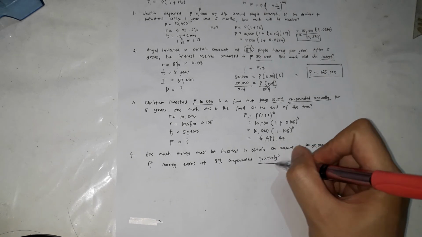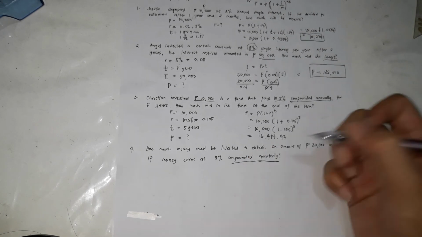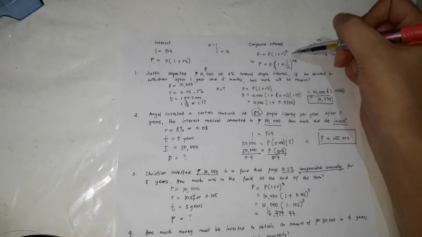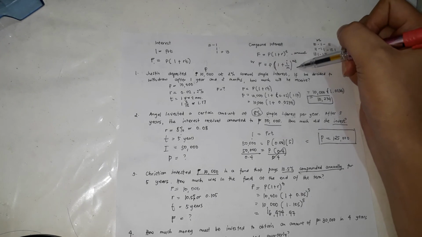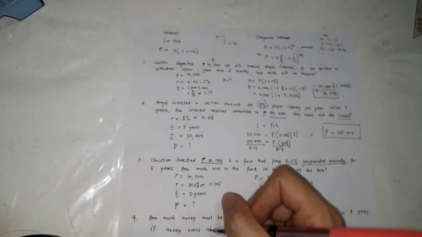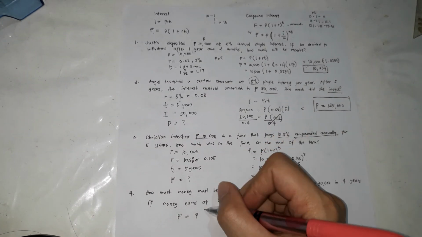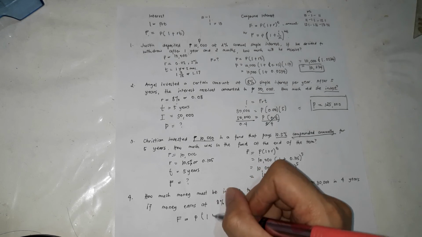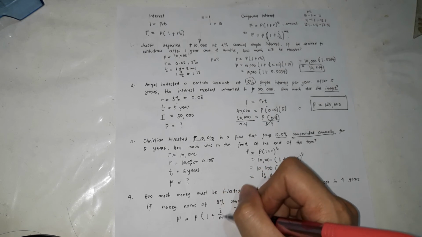So, next, the last question is, how much money must be invested to obtain an amount of 30,000 in 4 years if money earns at 8% compounded quarterly? So, in this one, it's compounded quarterly. So, instead na gagamitin mo to siya, which is for annual, ito ang gagamitin. The formula is F is equal to P times (1 plus I over M) raised to MT.